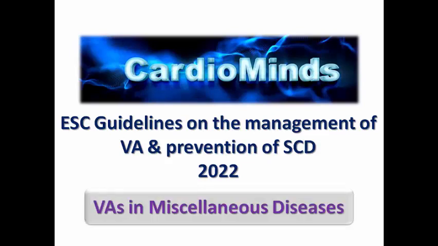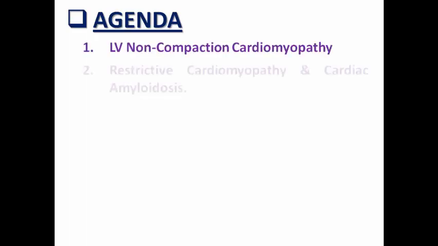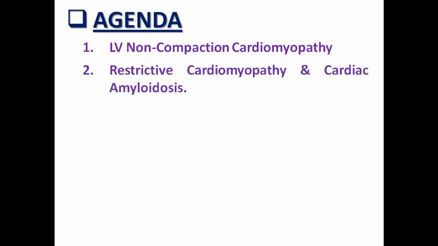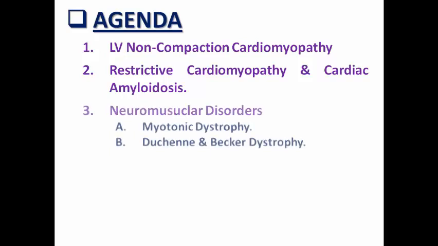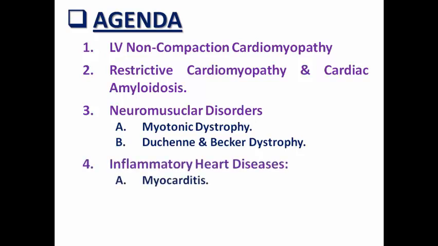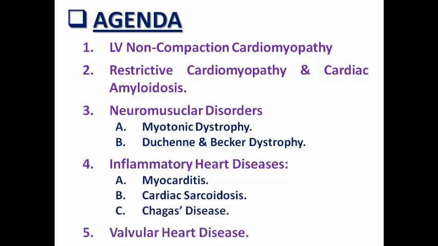Today we have a long topic about ventricular arrhythmias in some miscellaneous diseases that are less common than ischemic and dilated cardiomyopathies and the other examples that we mentioned in the last videos. What are we trying to cover today in this video? We are covering LV non-compaction cardiomyopathy, restrictive cardiomyopathy with a special emphasis on cardiac amyloidosis, neuromuscular disorders like myotonic dystrophy, Duchenne Becker dystrophy, inflammatory heart diseases like myocarditis, cardiac sarcoidosis, and Chagas disease, and last, valvular heart diseases.